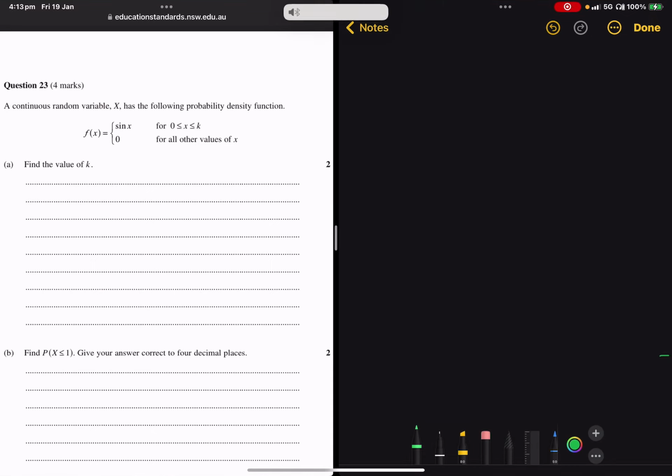Alright, so we're going to have another look at a question from the 2020 HSC Advanced Maths paper. This is question 23. So this is a continuous random variable question. So we have some continuous random variable x has the following probability density function.